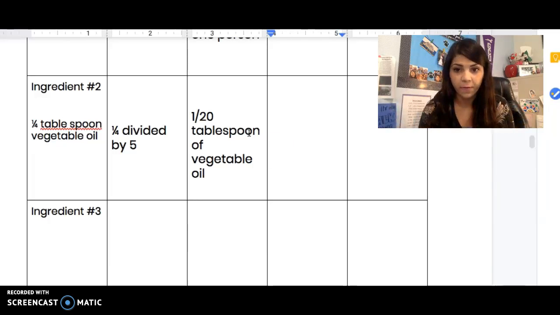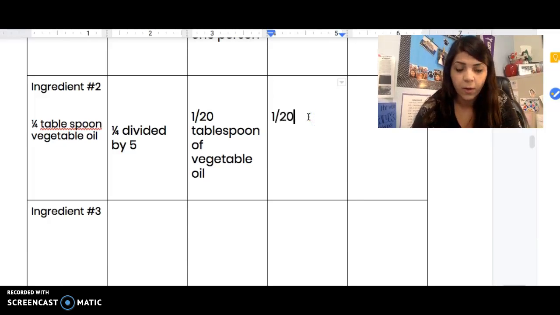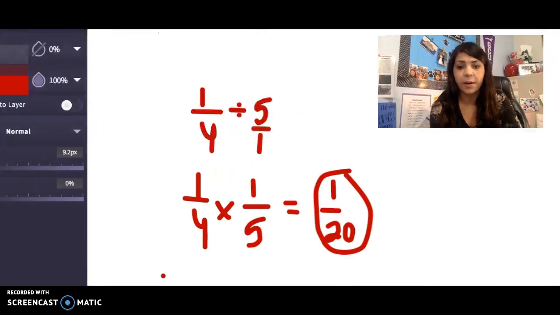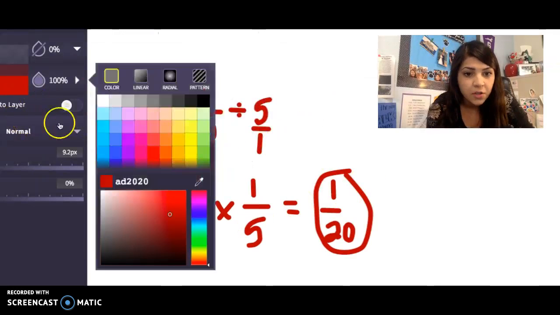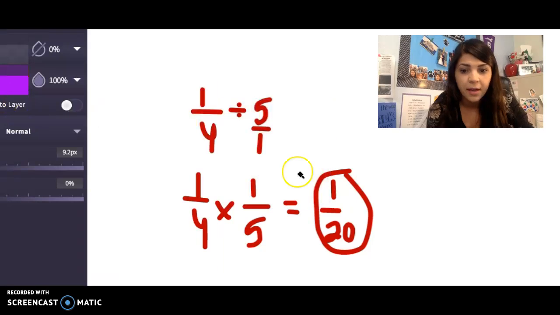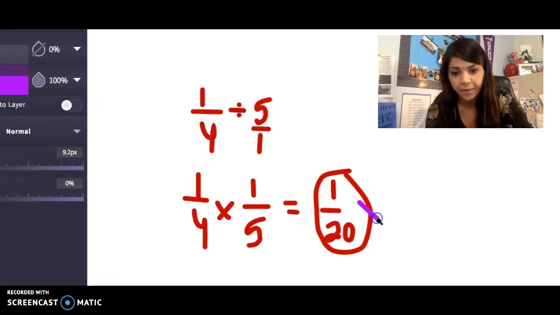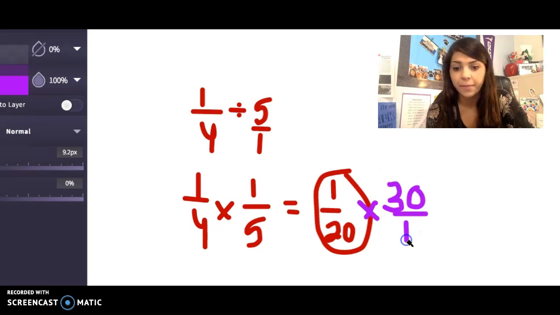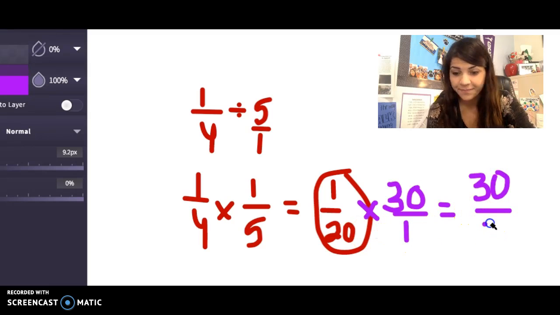So 30, for example. I'm going to say 1/20 times 30, and I'm going to show you my math for this. I'm going to write 30 as a fraction because it's a whole number: 30 goes on top, the number 1 goes on the bottom. So we multiply straight across. We have 30 on the top, 30 times 1 is 30, and 20 times 1 is 20.